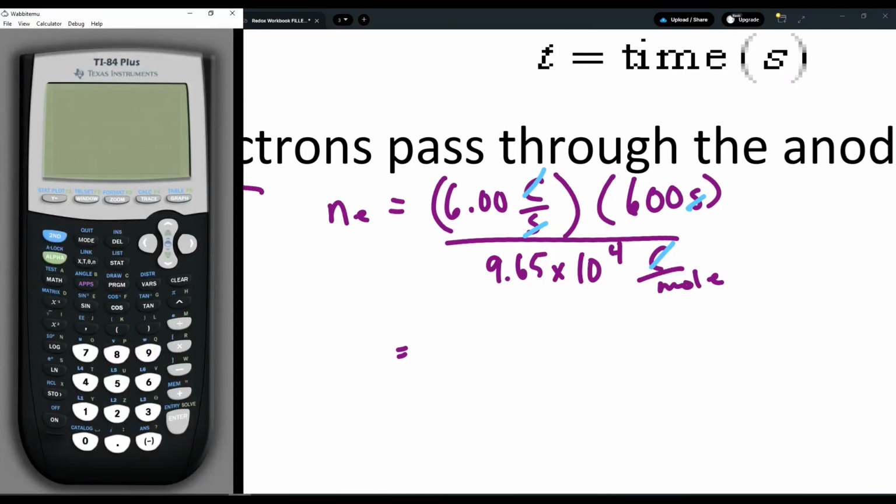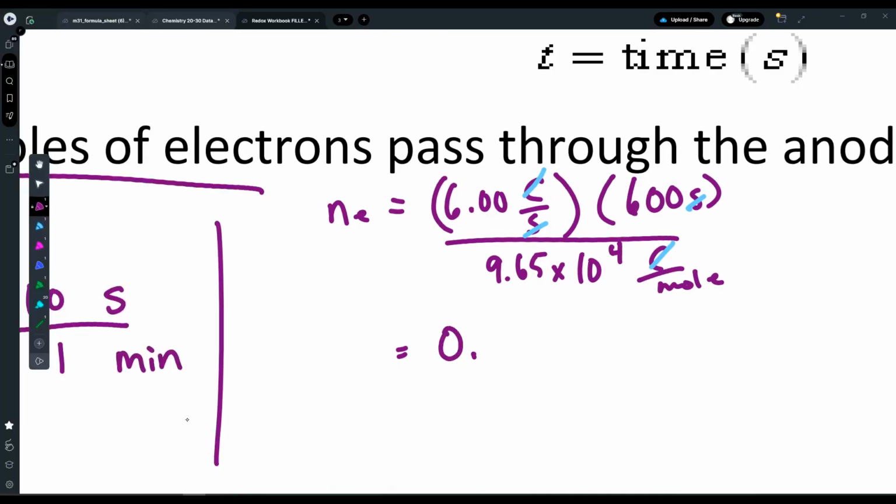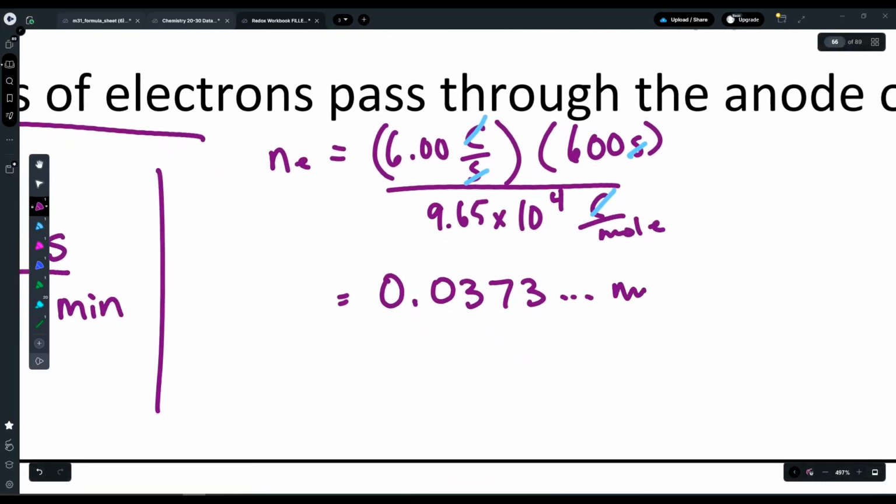So let's put this into our calculator. So 6 times 600 divided by 9.65, and then I'm going to go second function log to get that 10 to the power of 4, hit the right arrow to get out of the exponent, close the bracket, and then hit enter. So we get 0.0373, goes on forever. Okay, and so our units are moles of electrons.